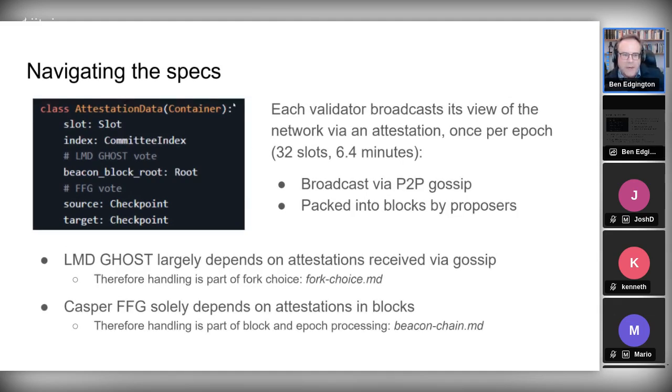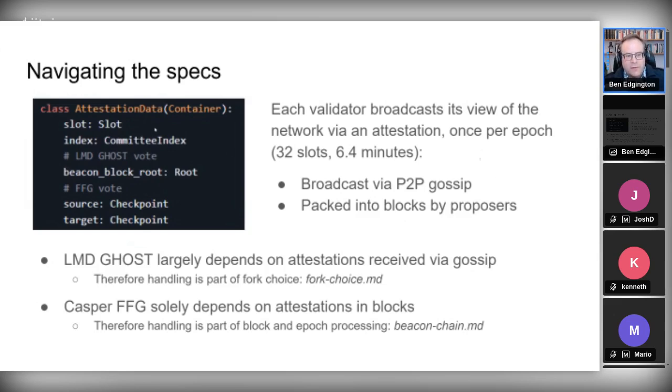And so the main way nodes communicate with each other is via attestations. Each validator on the network broadcasts its view of the network via an attestation. It does this once per epoch. So every validator that's got a stake has the opportunity once per epoch to broadcast its view of the network. This is primarily via peer-to-peer gossip, but attestations are also packed into blocks by block proposers. So the record is there.